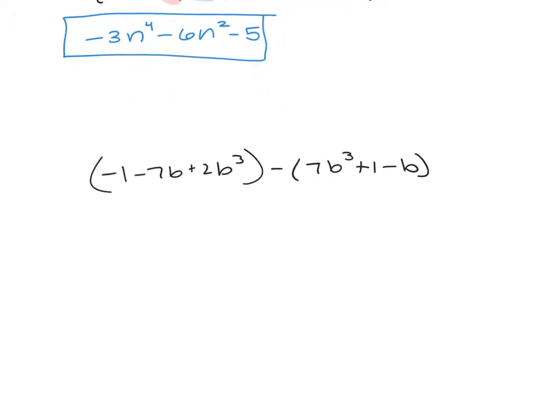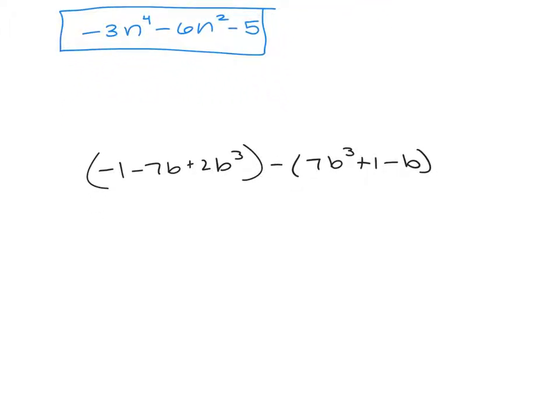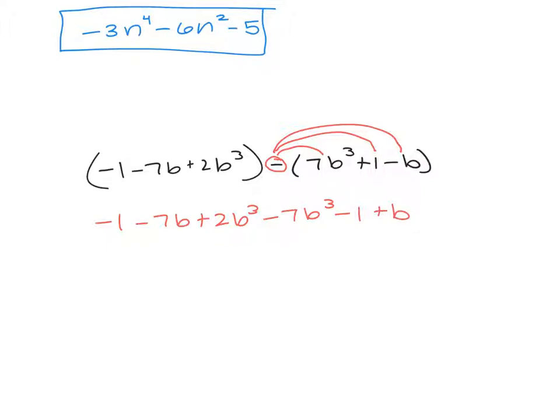Now with this second one, I'm going to have an additional step because this subtraction sign is applying to everything in the parentheses after it. So we are subtracting 7b cubed, we are subtracting 1, and we are subtracting negative b. And so the first thing I'm going to do is carry down my first set of parentheses, and then write out what I'm subtracting. I'm subtracting 7b cubed, I'm subtracting 1, and because I'm subtracting negative b, that means I am adding b. That way I'm being really careful with my negatives.